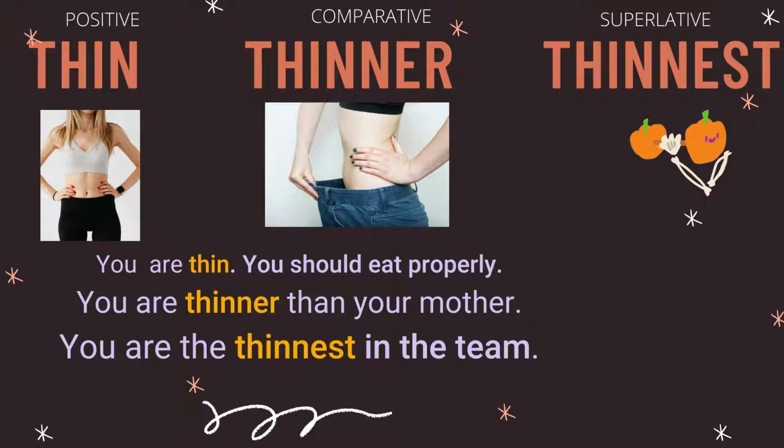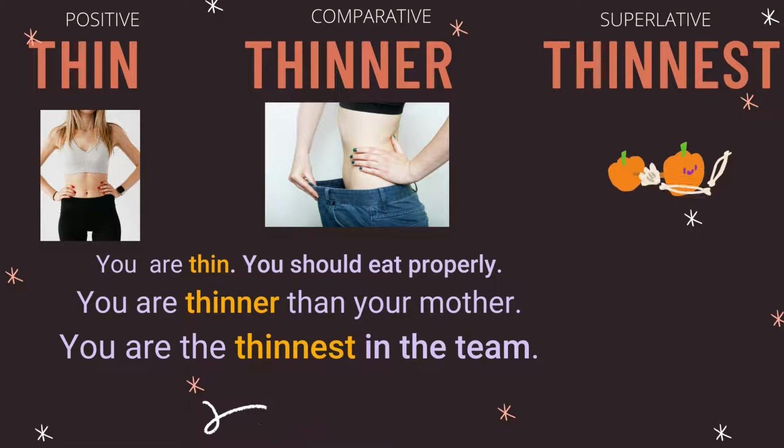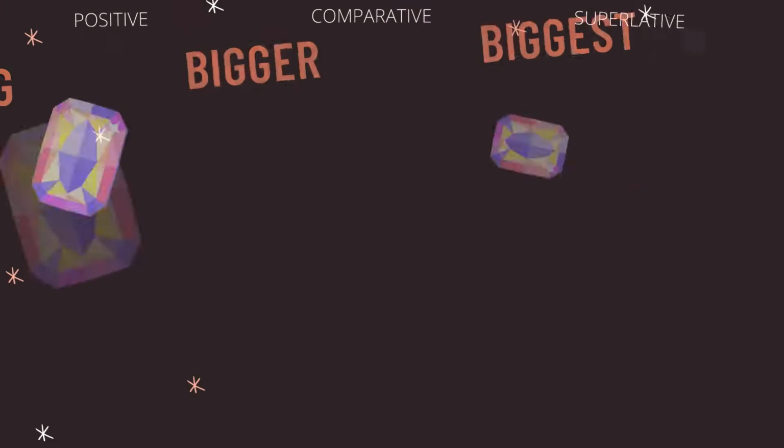So the first one is thin, T-H-I-N, thin. You should double the consonant. The consonant here is N. So you should double it and add ER for comparative and double it and you should add EST for superlative. You are thin. You should eat properly. You are thinner than your mother. You are the thinnest in the team.